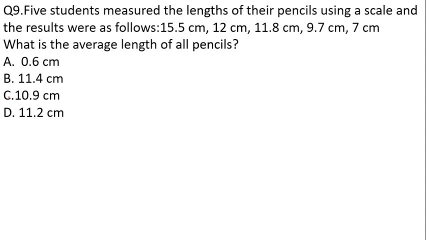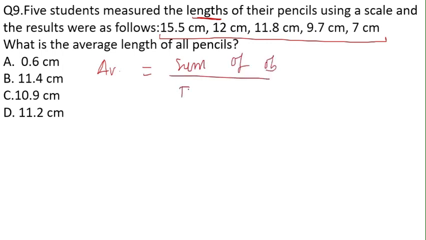5 students measured the length of their pencil using a scale, and the results were as follows: 15.5 cm, 12 cm, 18.8 cm, 9.7 cm and 7 cm. We have to calculate the average length of all the pencils. Now here, what is given? The lengths of the pencils of the 5 students are mentioned over here. We have to calculate the average. We know the formula for average is equal to the sum of observations divided by the total number of observations. Am I right?